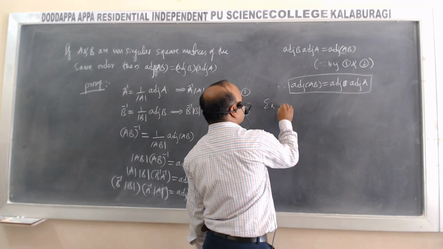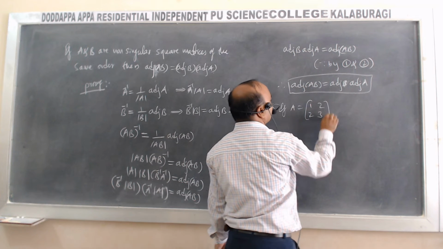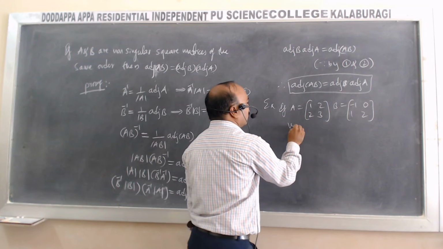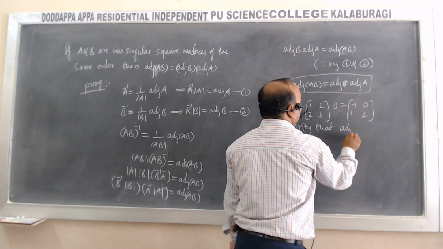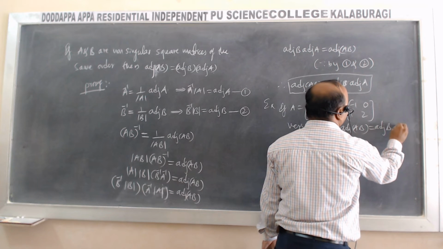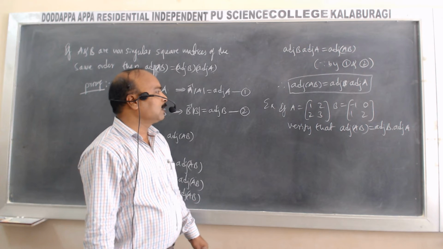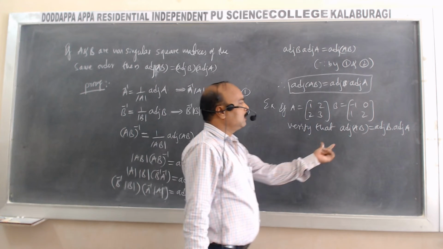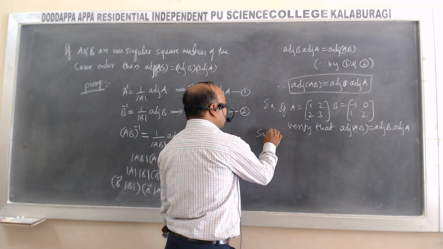If A equal to [1, 2; 2, 3], B equal to [-1, 0; 1, 2], verify that adjoint of AB equal to adjoint of B into adjoint of A. Now we can verify this result by using two matrices A and B. First we go for left hand side, that is adjoint of AB. So for that first we calculate AB matrix.